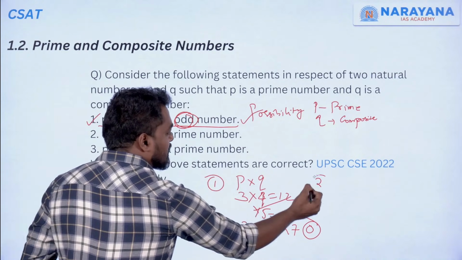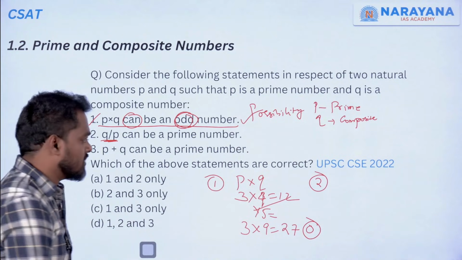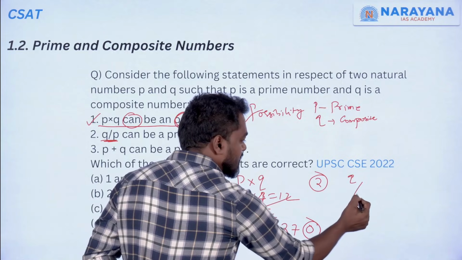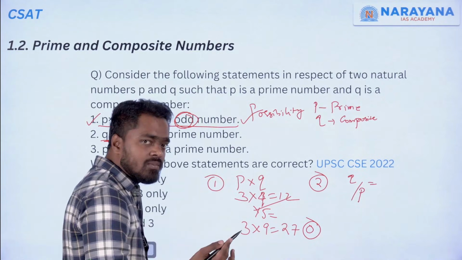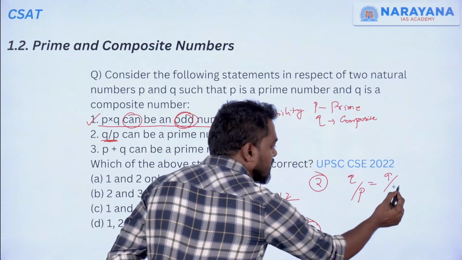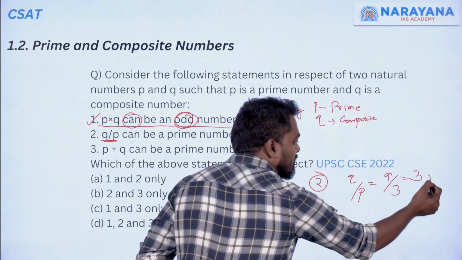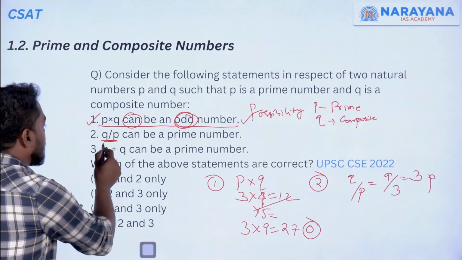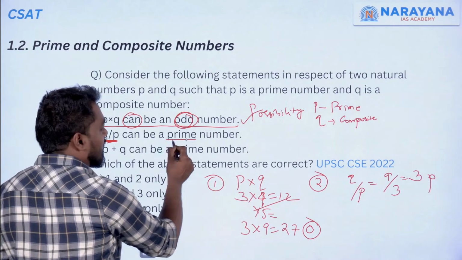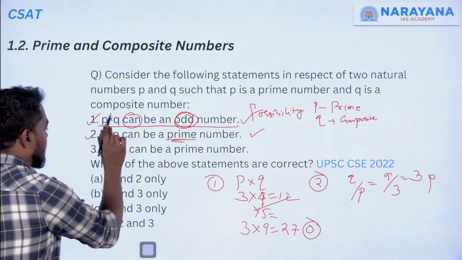Take the second statement. What is given? Q by P can be a prime number. So Q by P. Take any composite number such as 9. Take any prime number, that is 3. So what is 9 by 3? 3. 3 is again a prime number. So what they are asking, Q by P can be a prime number. Yes, we are getting it. So the second statement is also correct.